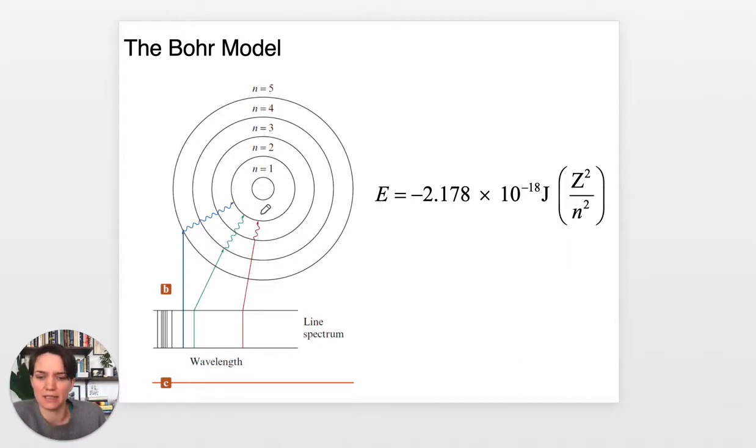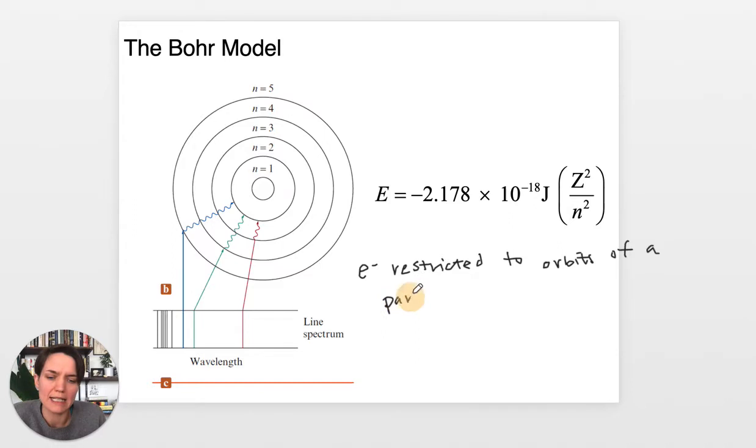Okay, same concept here. Because our electrons are restricted to certain orbits, let's say orbits of a particular radius, they can only emit photons of certain wavelengths when they decay back to their ground state. This is going to give us our spectrum for our different gases.